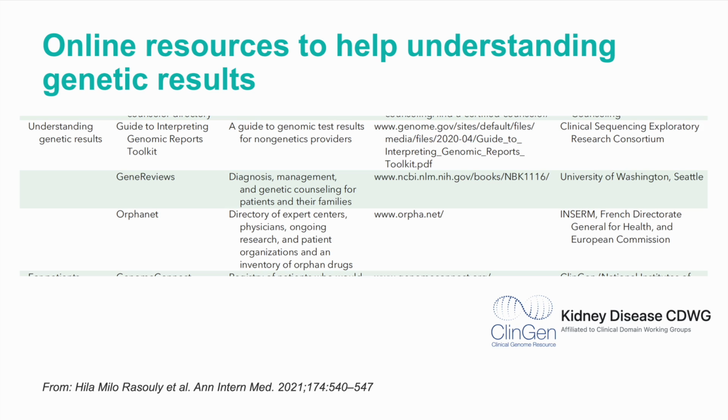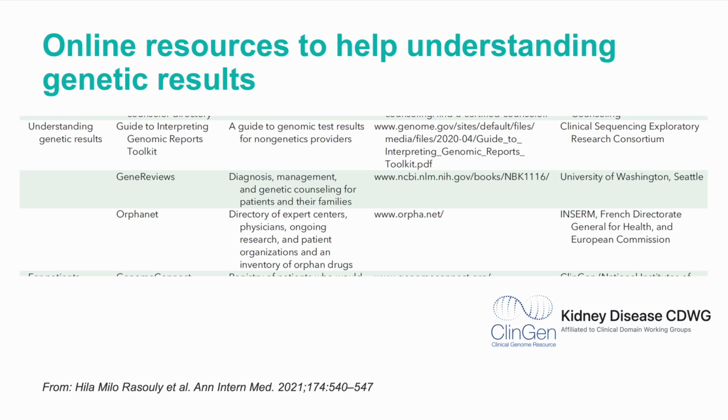So there are many online resources out there that can help you to understand genetic results once you get them. Remember that you may get genetic results even if you didn't order them. Your patient may come to you with genetic results that were ordered by another clinician or by a genetic counselor, and you may need help to interpret them. So you can always call the laboratory that issued the results to ask for help, and many laboratories do have genetic counselors who are there to help physicians. There are also some online tools. The Guide to Interpreting Genomic Reports Toolkit, I think, is very user-friendly.